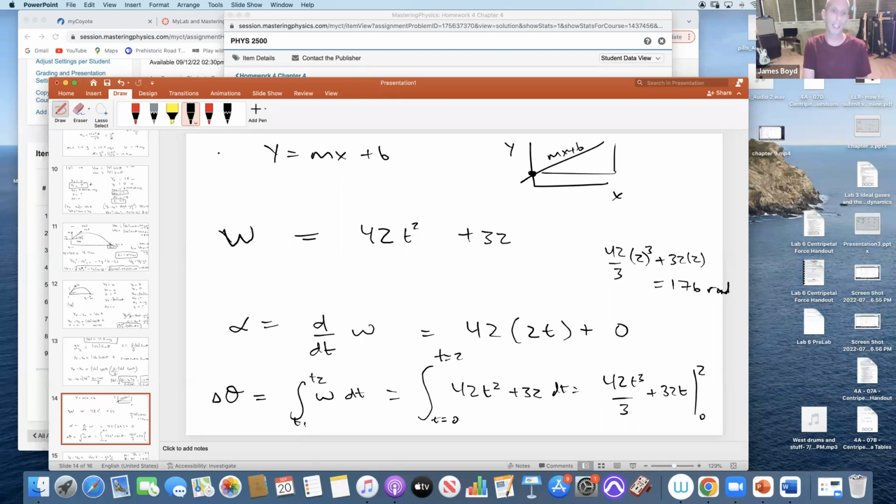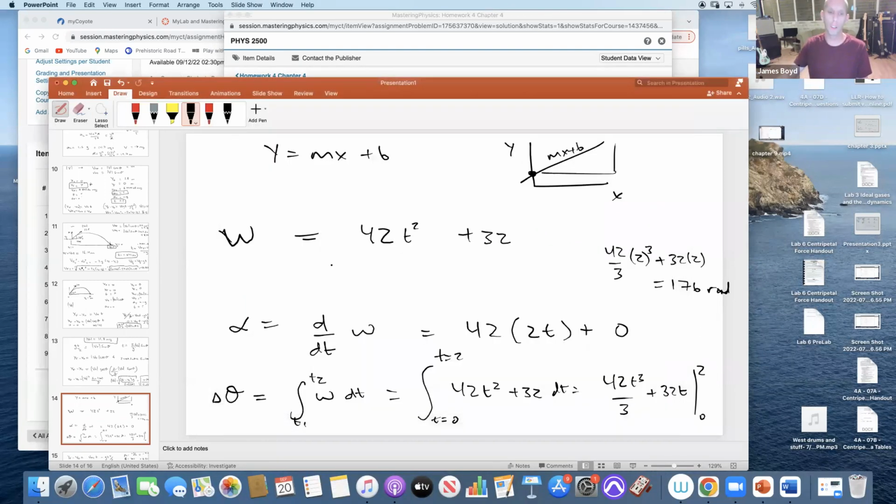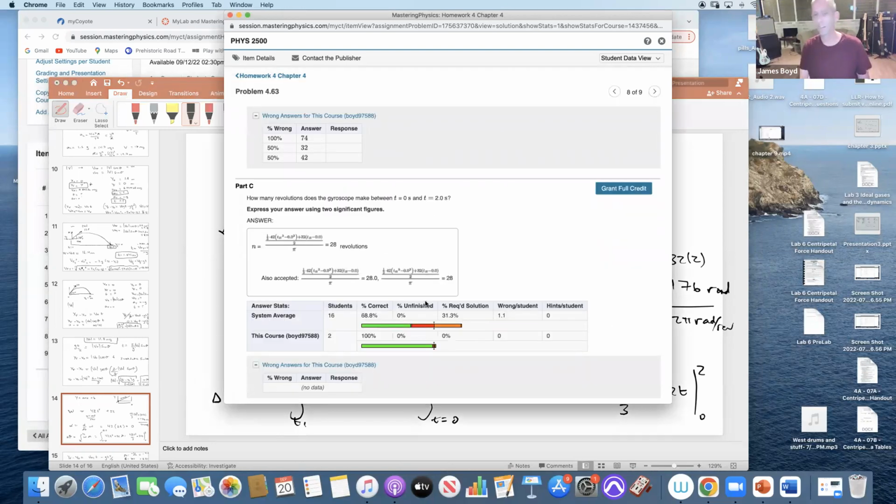But that's not what they asked us. What they asked us was, how many revolutions does it make? Now there are 2 pi radians per revolution, which means we're going to divide this by 2 pi rad per revolution to find the number of revolutions. And that gives us 28, which is the answer they got.